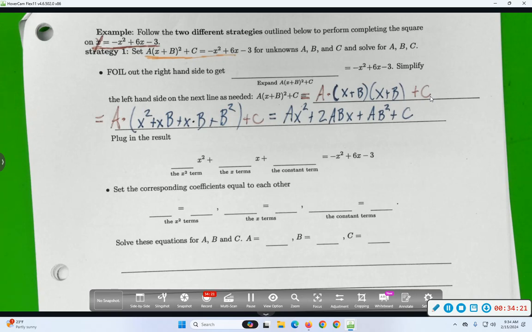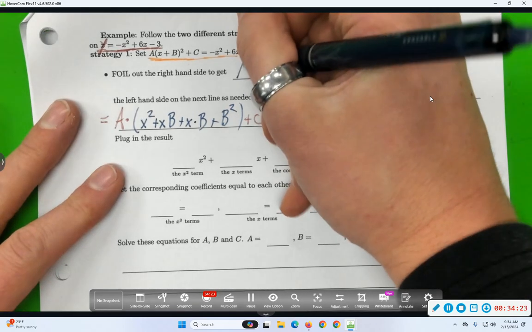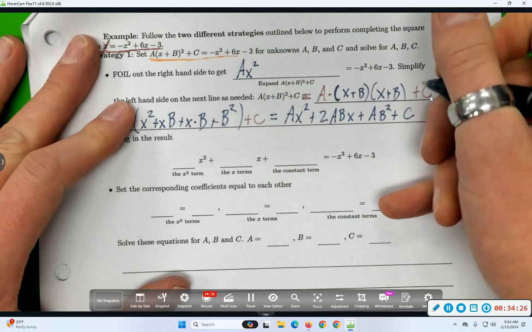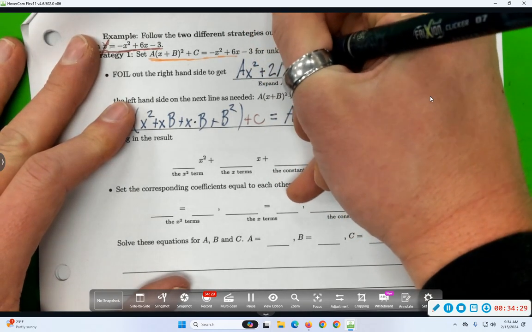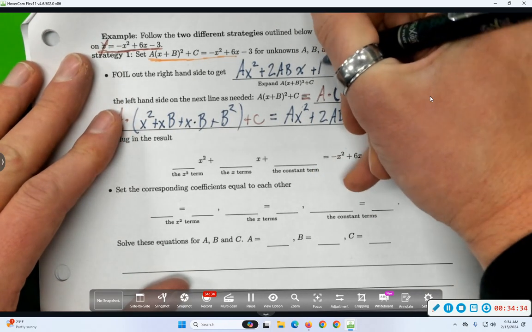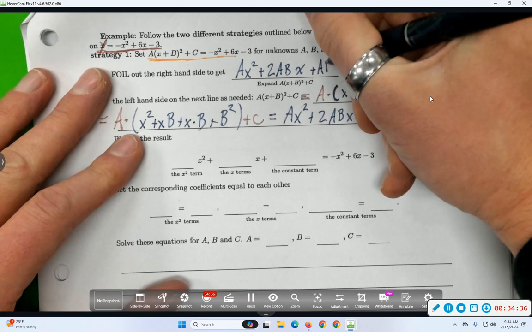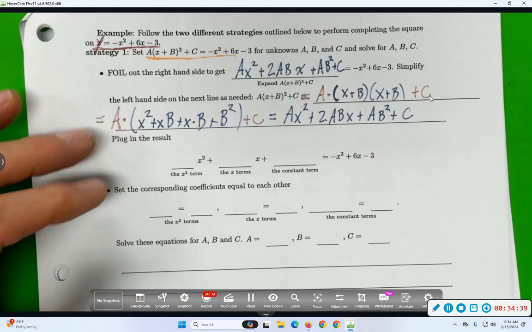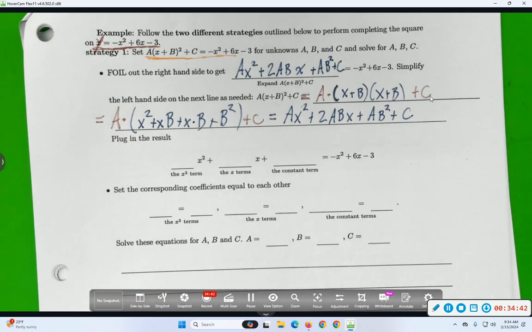All right, so what do we need to solve? We need to solve ax squared plus 2abx plus ab squared plus c equals negative x squared plus 6x minus 3. That seems sensible enough? Yeah, and there's nothing magic that's happened yet. The whole thing that I did is I said, well, I know what completing the square means. Let's just write down that equation. We'll try to solve for a, b, and c.